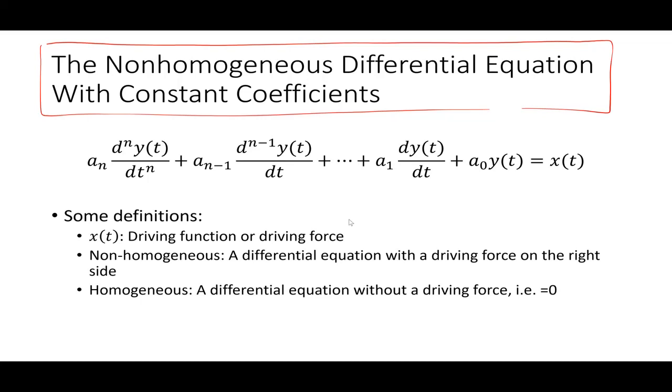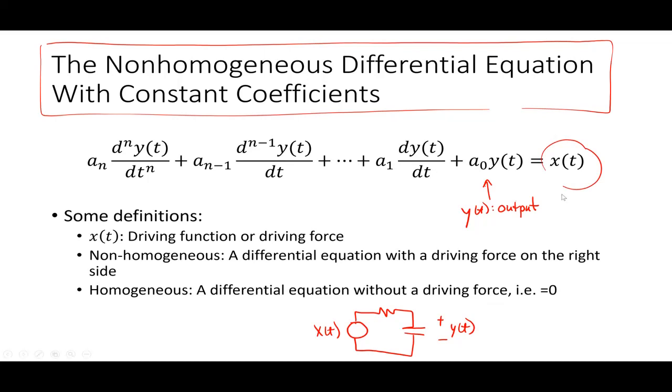Now, what I notice is that in my general view of the world, what I always have on this side, where I have the derivatives, is my y of t, which is my output. All right, when I say an output, what that means is if I had a circuit, let's say an RC circuit, x of t over here would be my input, and maybe the voltage across that capacitor would be y of t. So y of t is always my output, x of t is always my input, and in the context of math, we typically call this guy a driving function or a driving force.